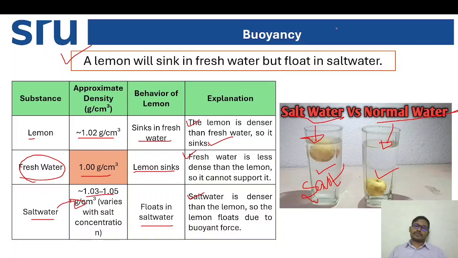So that way the buoyancy force is nothing but a lifting force. In the next class we will see buoyancy force in depth. Then you will understand easily. So just try it. Take a glass of water and try with a lemon. Definitely it will sink. And in another glass of water, just try adding salt and then try the lemon. Then it will float. So that's it: a lemon will sink in fresh water but float in salt water. Okay, then thank you.